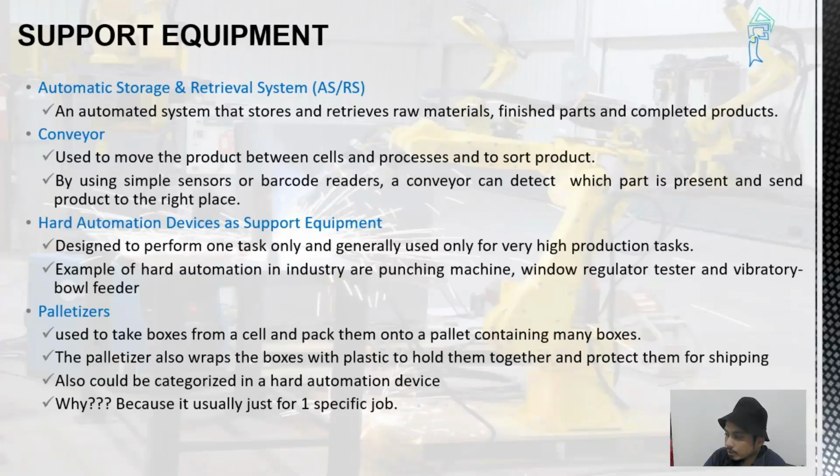Okay, so why has it become one of the hard automation devices? Because this kind of device is actually equipped on the production devices, like robot manufacturers, or as part of the machine tools.